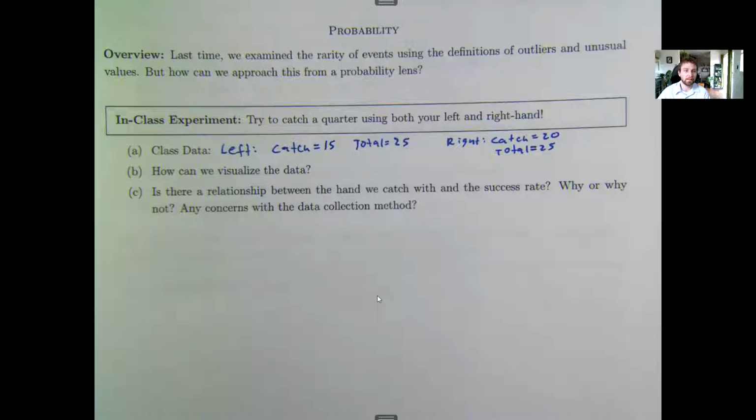Let's take a look at some probability. This is a way of looking at the likelihood of events. We could determine if things look rare or not rare.